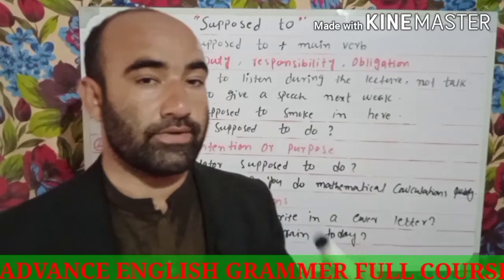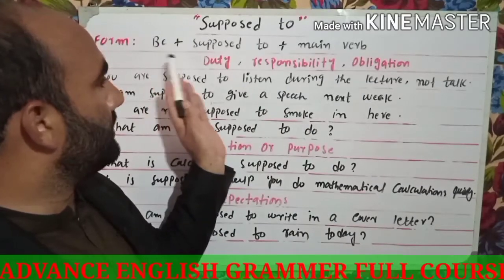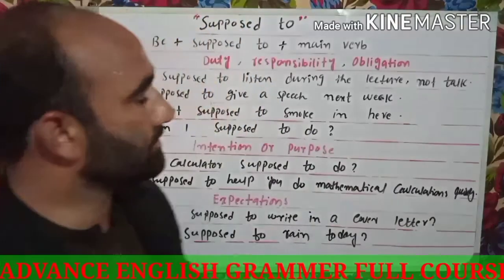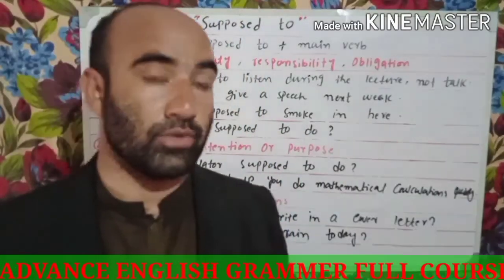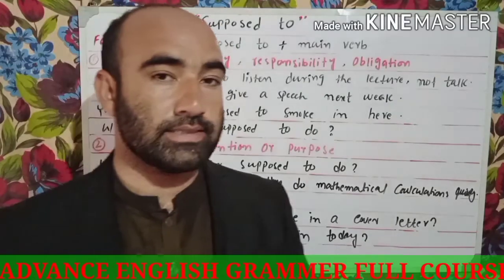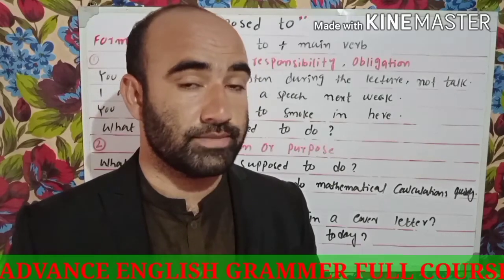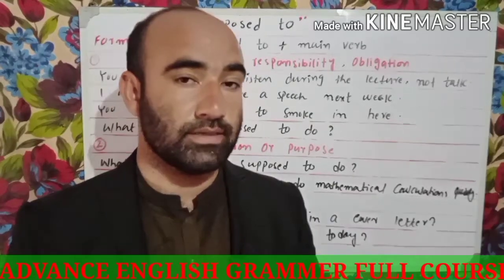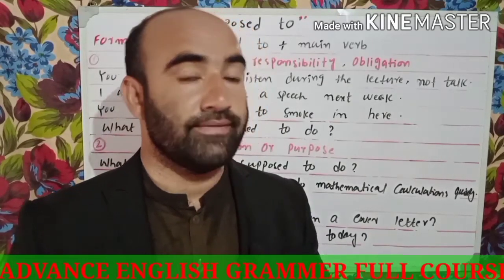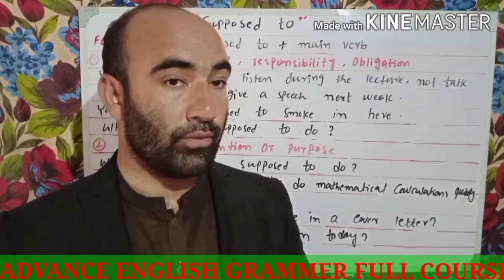First, we have to talk about the structure of this. The form is be plus supposed to plus main verb. We use supposed to with be verbs. Be verbs here are is, am, are, was, and were. They are called the be verbs. Only the be verbs will be used with the modal verb supposed to. We cannot use do verbs or have verbs with supposed to.